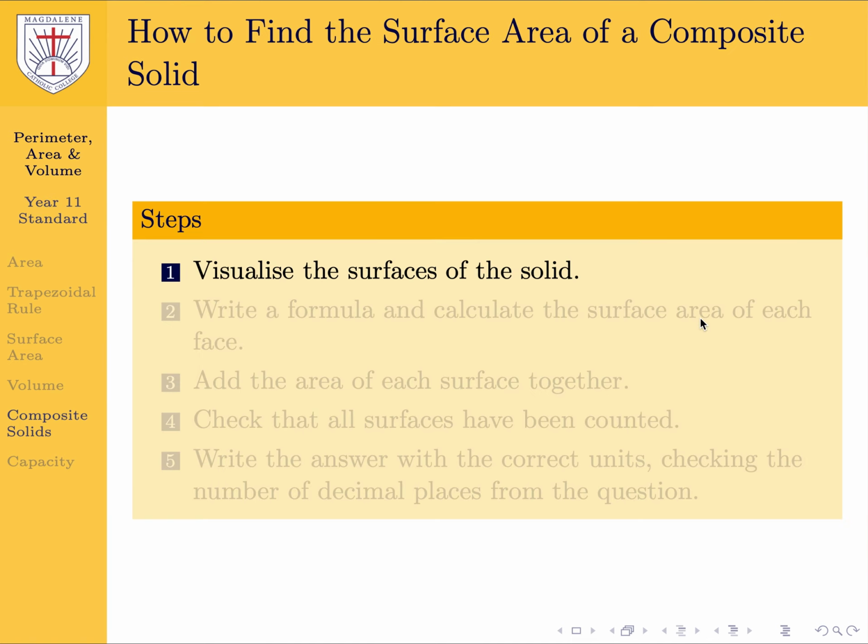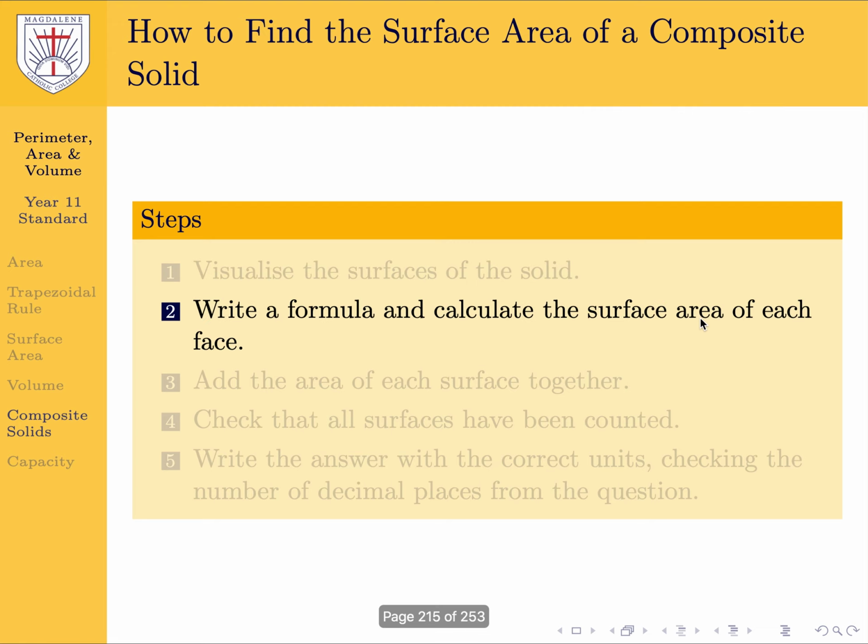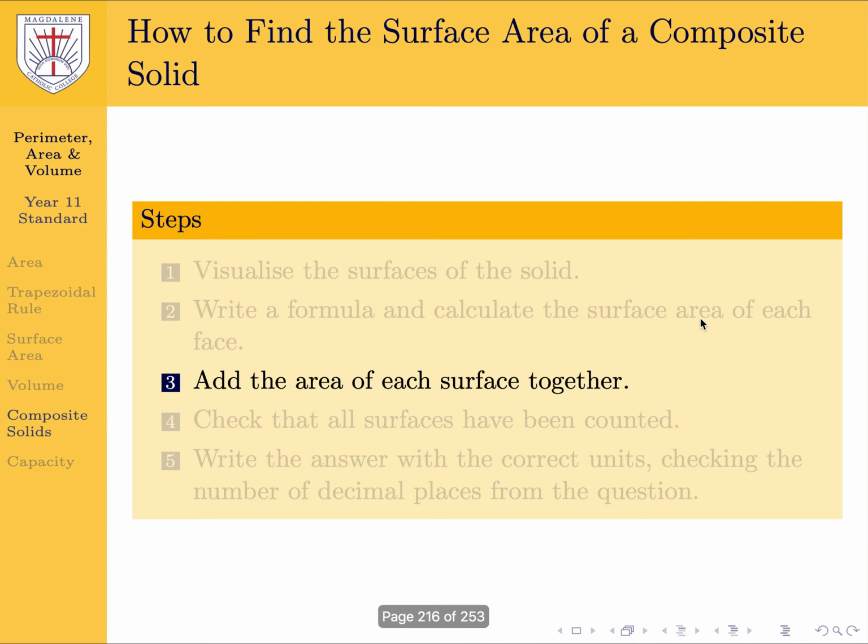So the first thing we need to do in regards to steps of finding the surface area of a composite solid is to visualize the surfaces of the solid. Then we need to write a formula and calculate the surface area of each face. And then we need to add the area of each surface together.